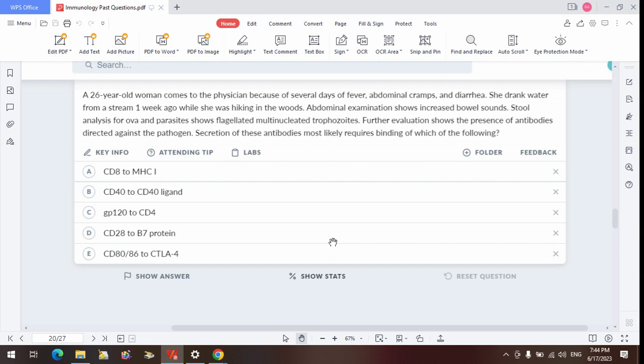So this is a parasitic infection. Most likely you're thinking about eosinophils. But anyway, let's look at the options. Secretion of these antibodies most likely requires binding of which of the following: CD8 to MHC1, CD40 ligand to CD40, GP120 to CD4, CD28 to B7 protein, CD80/86 to CTLA4.